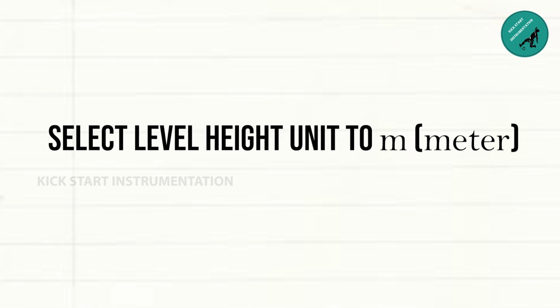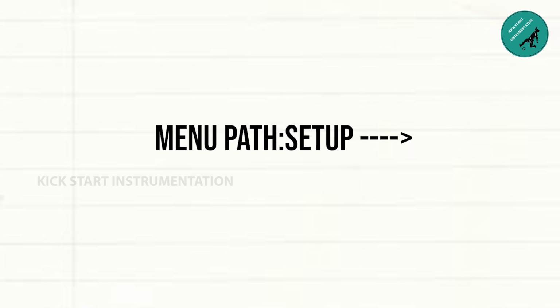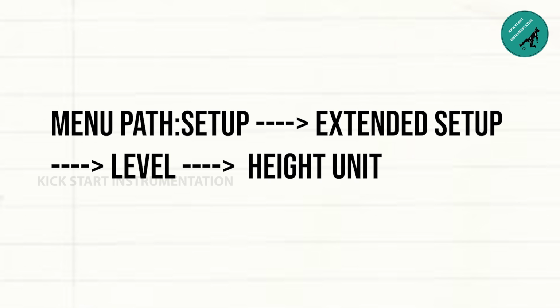Fifth, select level height unit to meter. Menu path: search for setup and press enter. Search for extended setup and press enter. Search for level and press enter. Search for height unit and press enter. Search for M and press enter.